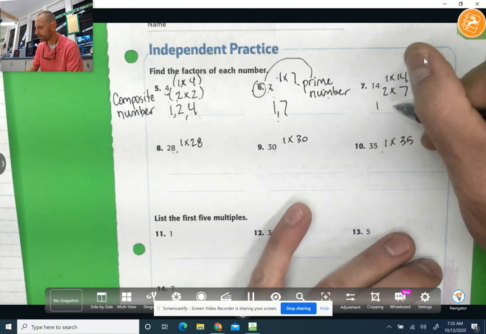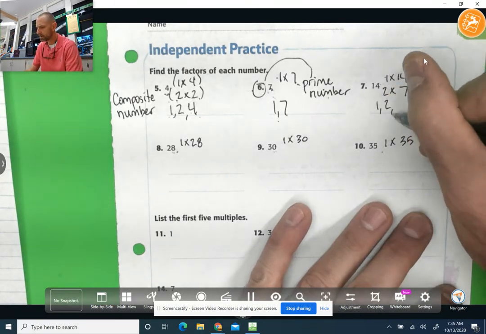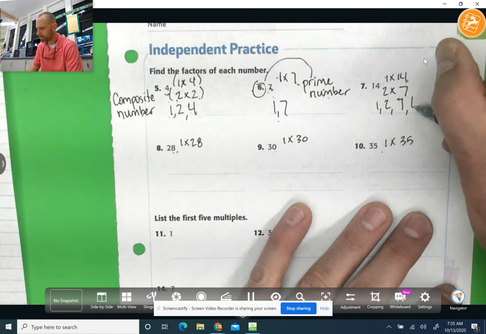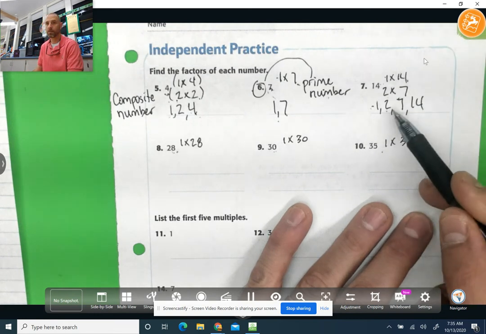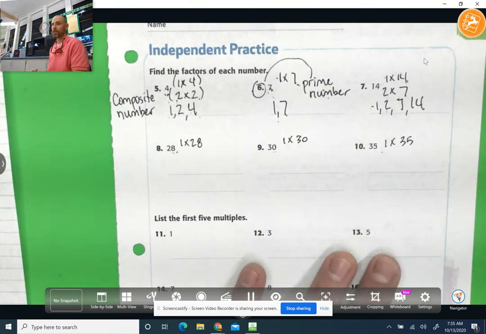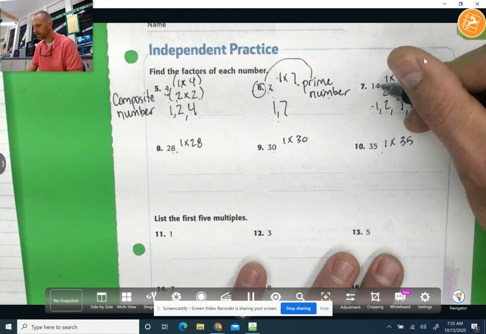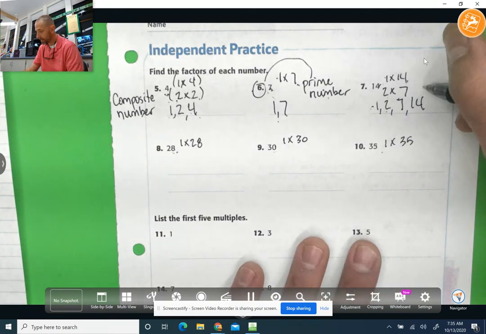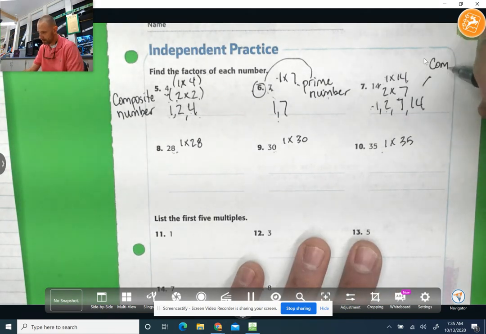Let's list them from least to greatest. 1, 2, 7, and 14 are the factors of 14. This is definitely a composite number.